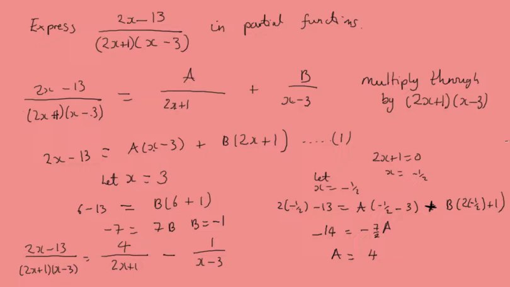Now we can do an equating of coefficients by setting up a couple of simultaneous equations. So our second method is, we already had 2x-13 is equivalent to A(x-3) plus B(2x+1), and that's just what we had when we first began the question. Now what we can do here is multiply the brackets out.